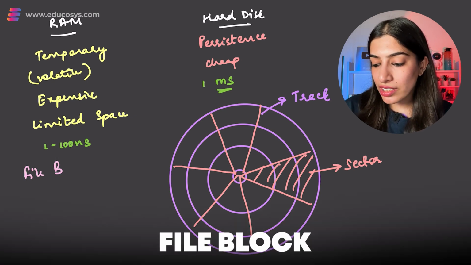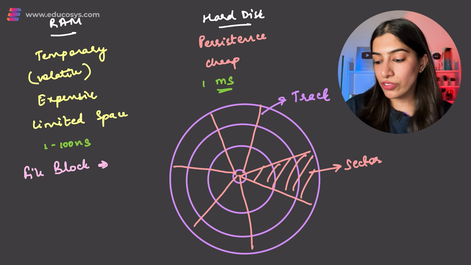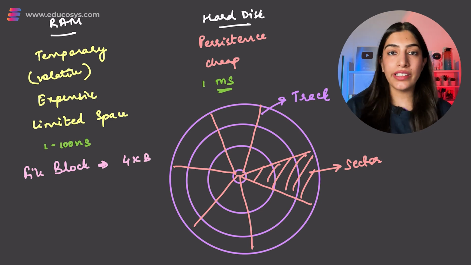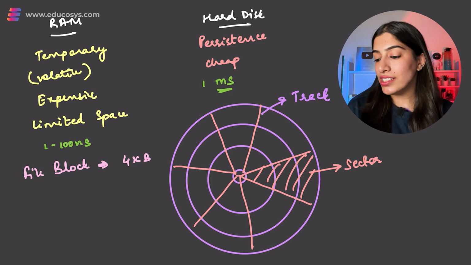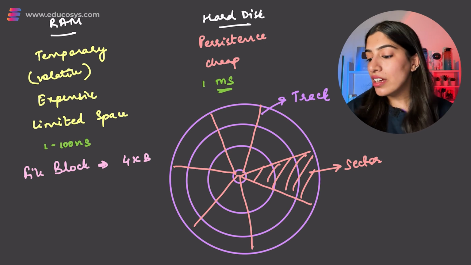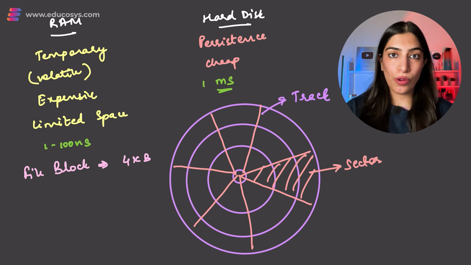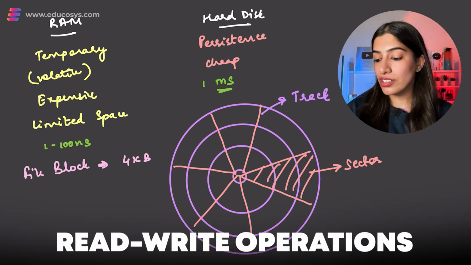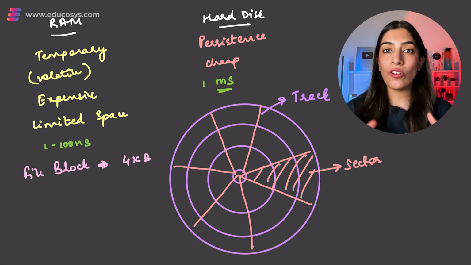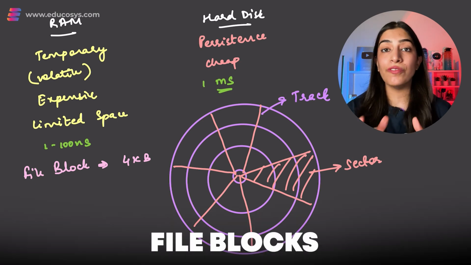So now typically the file block on a disk is of the size of 4 KB. Obviously it varies with the disk. It can also be say 16 KB or like 512 bytes, but typically it is 4 KB. So what happens is that whenever we have to do an IO operation like a write or read operation, we can always read and write in terms of file blocks.